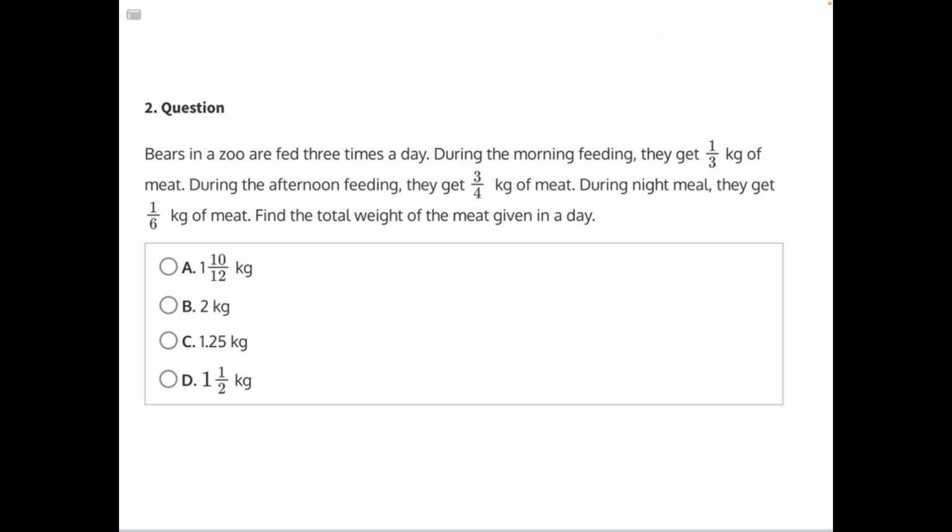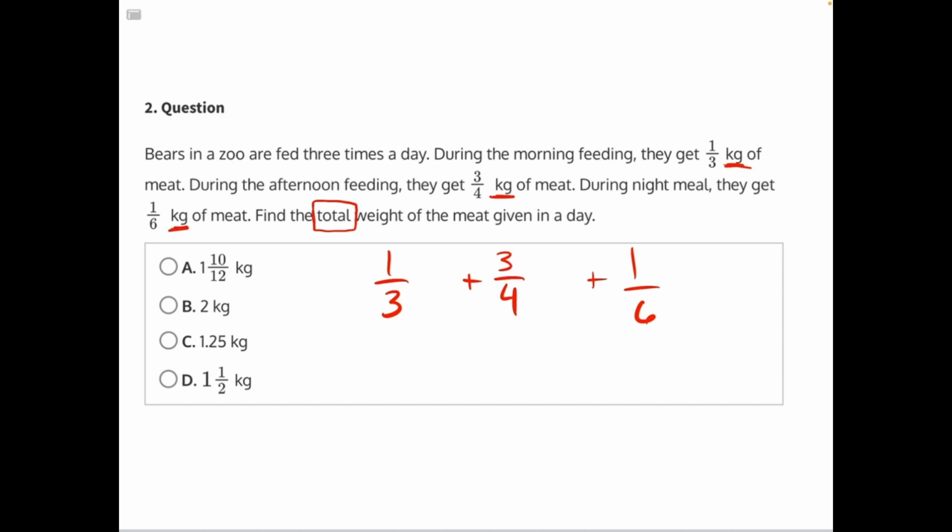Our key word in this entire word problem is the word total. To find the total of something, we need to add everything together. So let's add our three numbers together. We've got 1/3 plus 3/4 plus 1/6. And let's check our measurements. All of them are in kilograms, so we don't need to do any conversions.